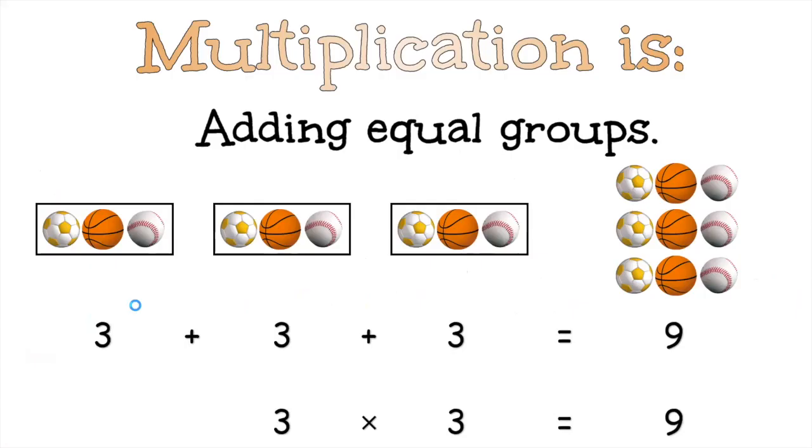Multiplication is adding equal groups. For example, here we have a group of 3 plus a group of 3 plus a group of 3 to equal 9. Now what that can be translated into is 3 times 3 is 9. And how that is translated is that it is 3 times a group of 3 to equal 9.